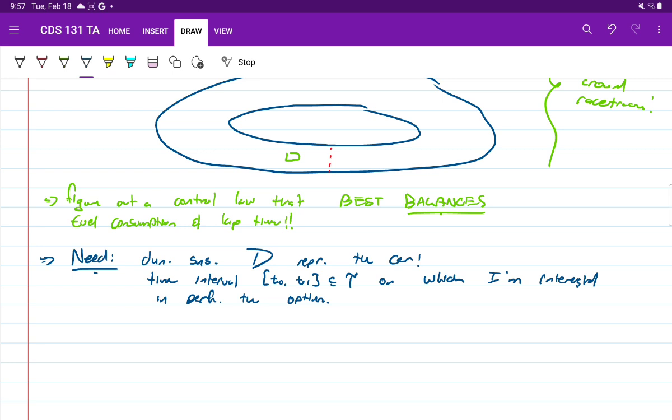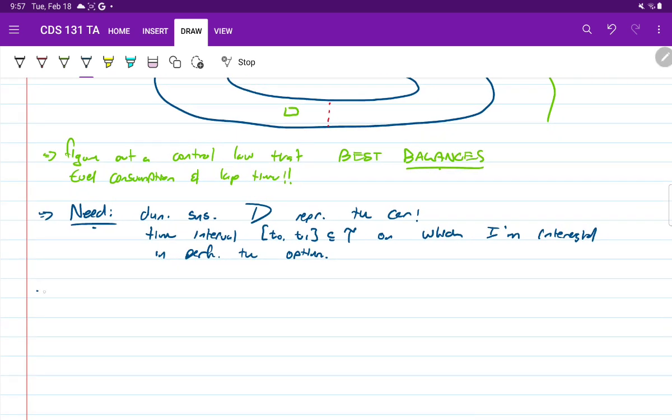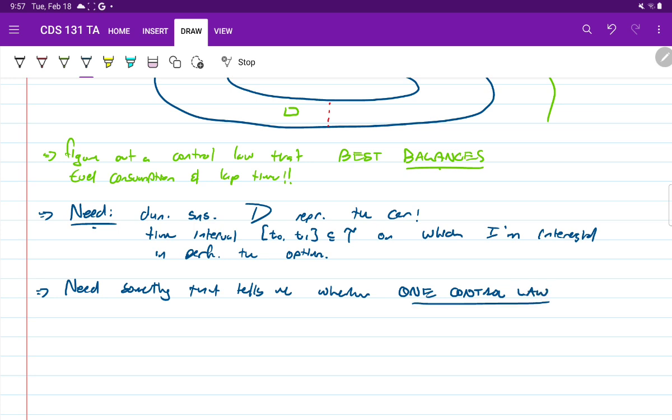Now, what else do we need? Well, I keep mentioning that we have some sort of best criterion that tells us, very precisely, whether one trajectory or input is better than another, right? So what else do I need? I need something that tells me whether one control law is better than another.